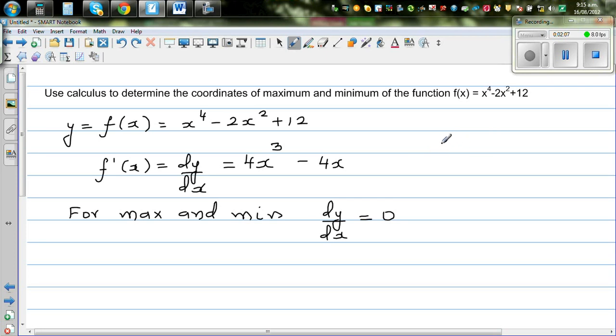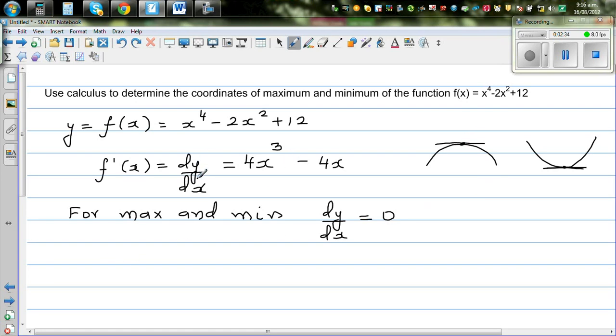I have done this a number of times. If a graph goes like this, this is called a maximum. At this point, this is a local maximum, so here the gradient is 0. And if a curve goes like this, it is called concave down, and this is called concave up. At this point, the gradient is 0. The gradient of the tangent at this point is 0. So I'm going to set this equal to 0.